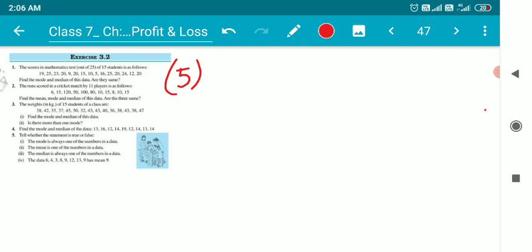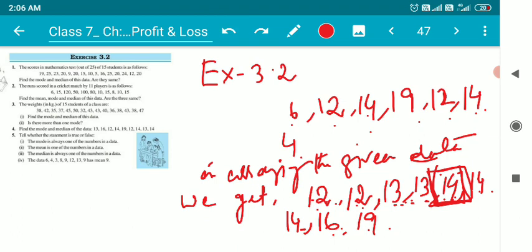Of course, children, because when we get any set of numbers, suppose in the previous question we can see the mode was 14, because 14 is from the given data. Mode is the data which appears the maximum number of times. So 14 has appeared the maximum number of times, and 14 belongs to the given data only. So the mode will always be from the data itself.